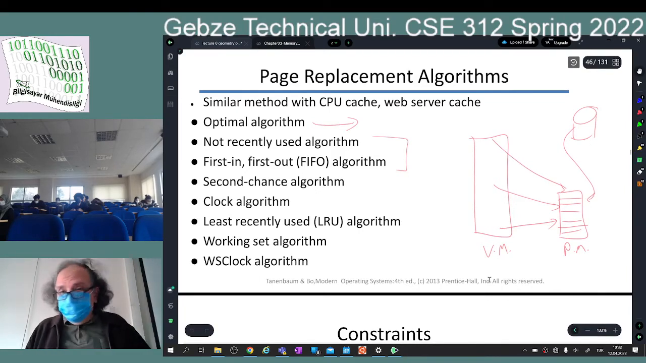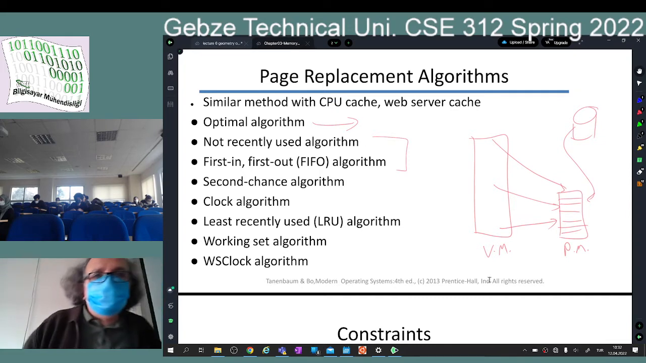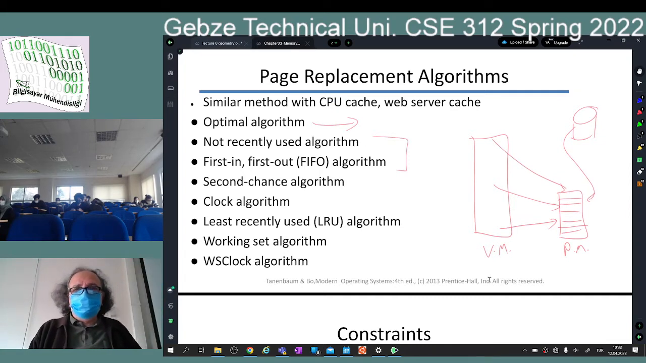Okay, so before the midterm exam, we started talking about page replacement algorithms. One of the main reasons we are using paging is to facilitate the swapping between the disk and the main memory. Instead of swapping whole programs, why don't we swap the programs page by page? That would be more efficient. And these are the page replacement algorithms.